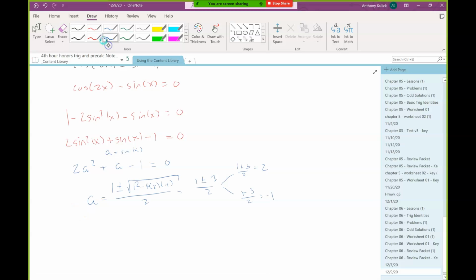So I have two answers. I have a equals 2 or a equals -1. But we're not solving for a. Remember that a was equal to sine x. So let's substitute that back in.